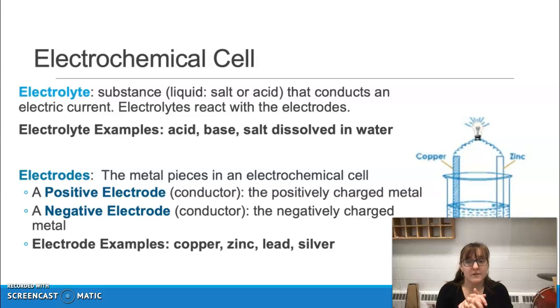So our electrochemical cell has an electrolyte in it. So that is the liquid, the salt or the acid, and it conducts electricity. Electrolytes need to have an electrode. So the electrolyte, acid, base, salt, water, the electrodes are the metals. So the metals that you put into the electrolyte, you need to have a positive electrode and a negative electrode, both being conductors. And so for good electrode examples, you've got copper, zinc, lead, and silver.